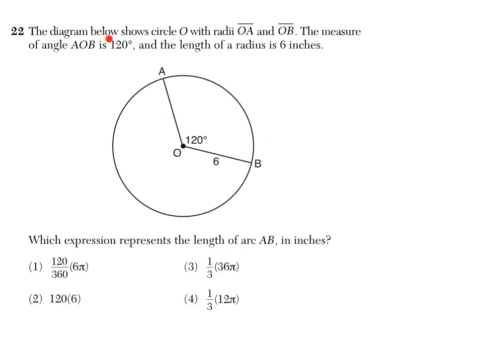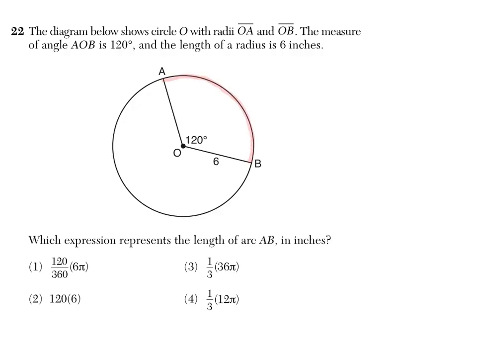Question 22 says, the diagram below shows circle O with radii OA and OB. The measure of angle AOB is 120 degrees. The length of the radius is 6 inches. Which expression represents the length of arc AB in inches? So that's our objective right now. We need to figure out the length of AB.